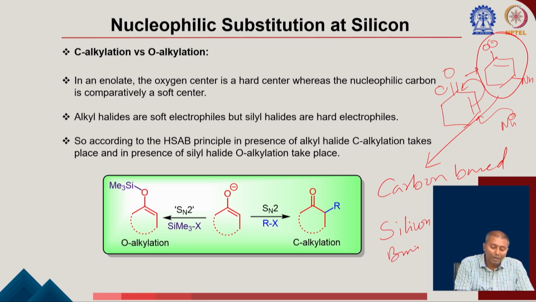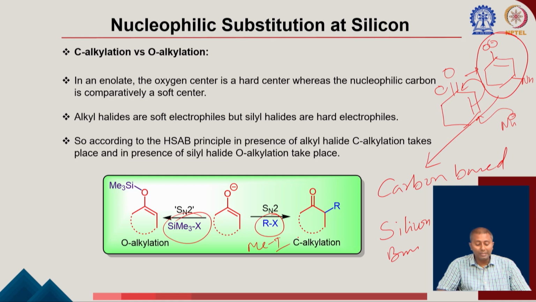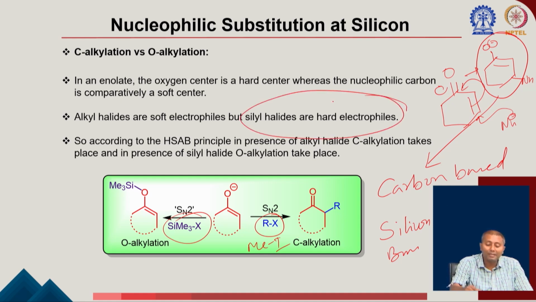Okay. So, if you have SiMe3X versus an alkyl halide like methyl iodide, what will happen? It is because of the hard-soft Lewis acid concept. I mentioned that time also that silyl halides are a harder electrophile and alkyl halides are a softer electrophile, and oxygen is a harder center compared to carbon. So that is why, once you have silicon, it is going to react with the oxygen. Once you have an alkyl halide, it is going to react with the corresponding carbon, and C-alkylation is going to happen.